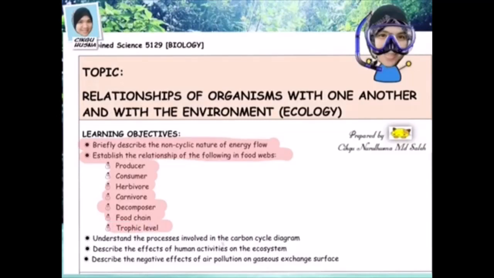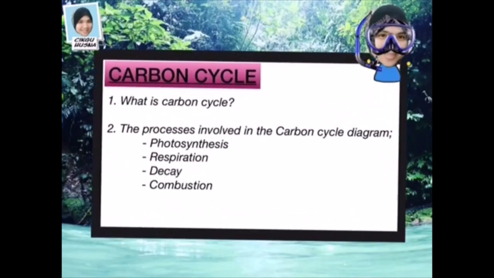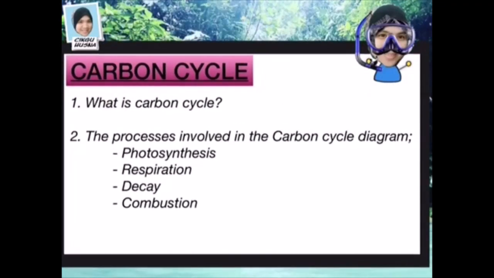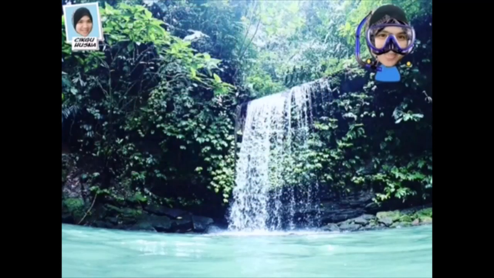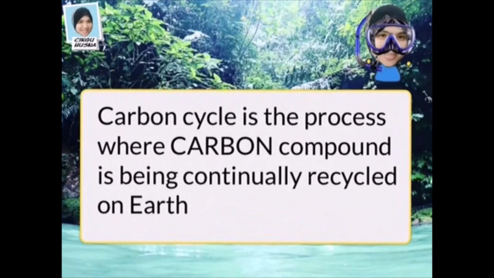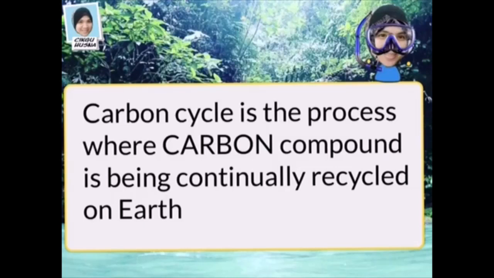For today, we'll be doing the third part of the topic, which is the carbon cycle diagram. So in carbon cycle, we'll be looking at two things. The first one is we'll be looking at what is actually carbon cycle. So carbon cycle is actually the process where carbon compound is being continually recycled on Earth. Which means we keep on using carbon compound every day. It keeps on being reused again and again.